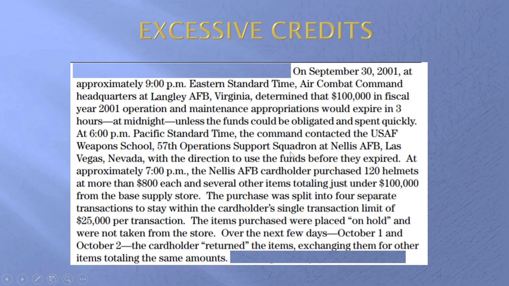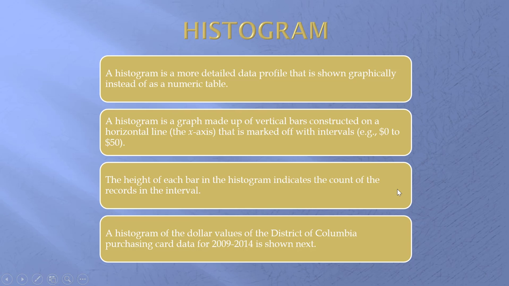This is a nice story that is given as an example, and this is where somebody at the Air Combat Command headquarters purchased 120 helmets totaling just under 100,000, and what you can do is read about it in the book.